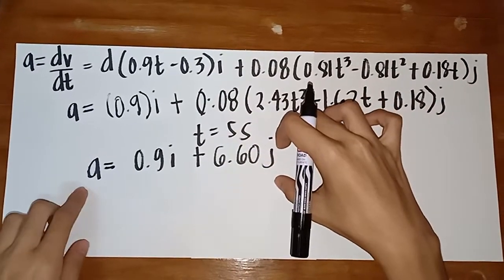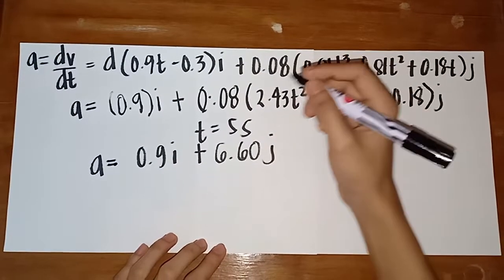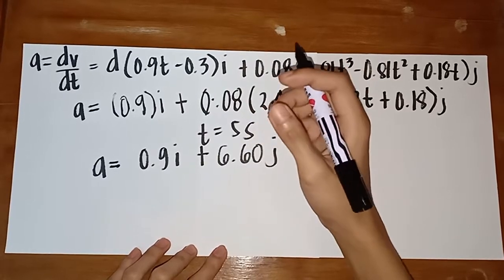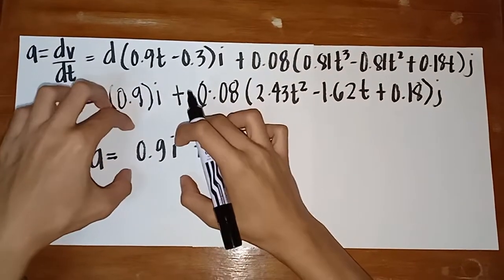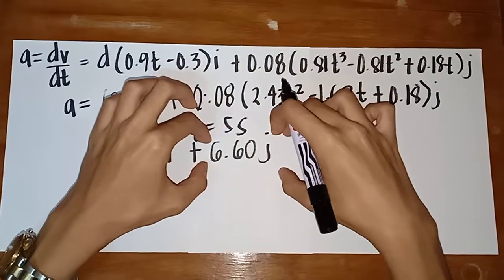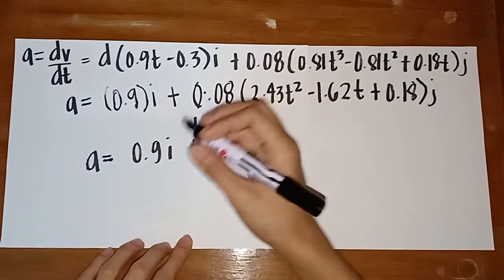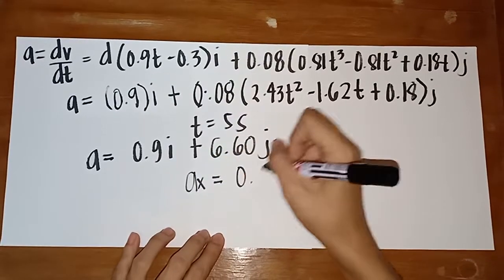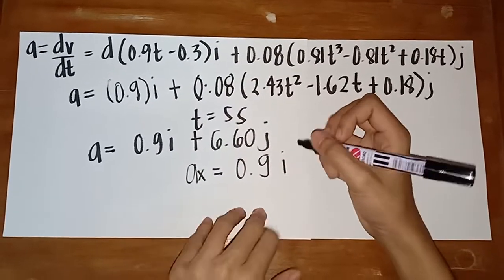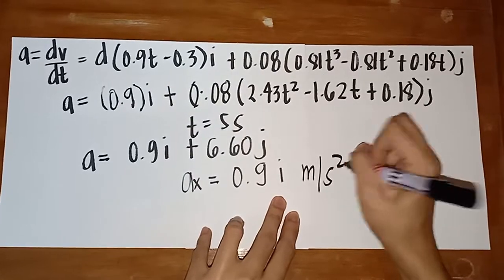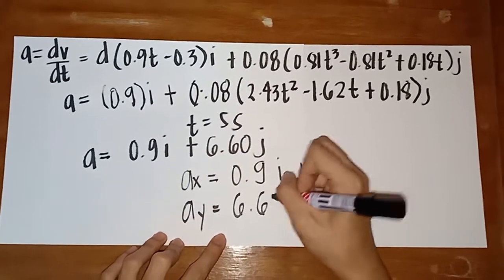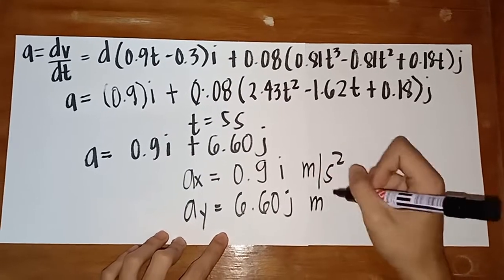Nakuha na natin yung vector. So, ang hinahanap dun is yung x and y component ng acceleration. So, sinabi ko nga kanina yung x component niya is itong may kasamang i at itong may kasamang j yung y component niya. So, ax is equal to 0.9i. Ang unit natin is meter per second squared. So, yung ay naman natin is 6.60j meter per second squared.